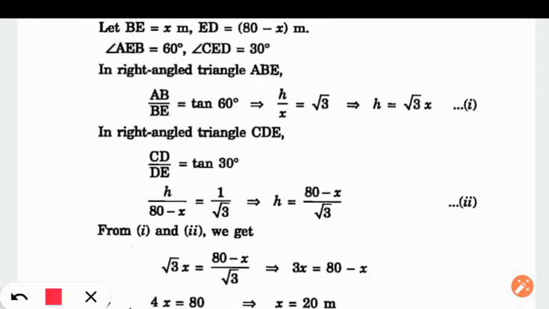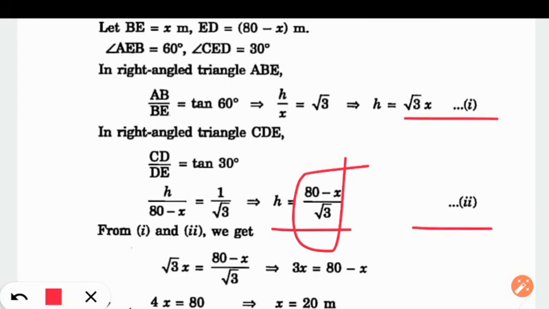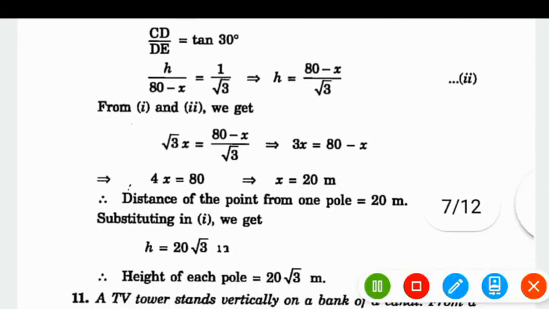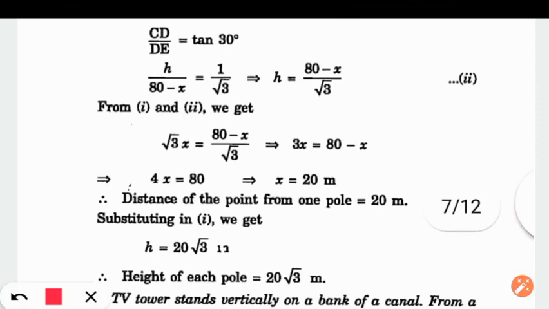Now, what is h? After doing cross multiplication, express h in terms of x. Now h is this one. From equation 1 and 2, we can say root 3 x and this one both are equal. See, here we have one equation in x. After cross multiplication, we have this, and see what is x? X is 20 meter.